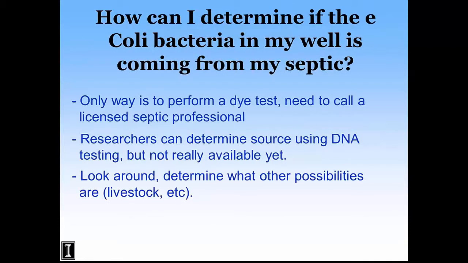So we were asked how to determine if E. coli bacteria is coming from their septic. They've had a positive test for E. coli in their well, and there's really no easy way. Now, at the U of I here, we've done some research working with a department on campus where they've been able to identify the source of the bacteria using DNA testing. The idea was to determine if it was from horses or cattle or humans or whatever, and you can do that, but it's not really available to the public, and it's also really expensive.